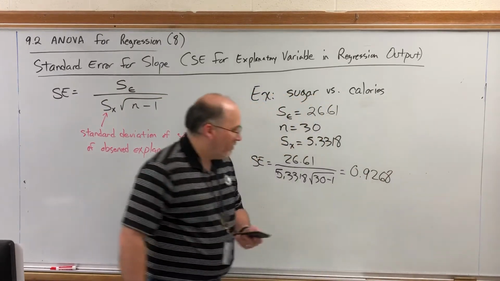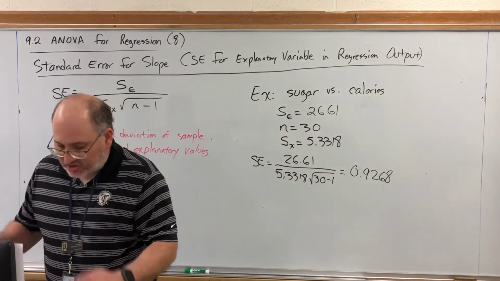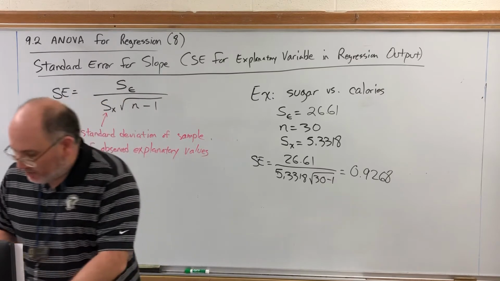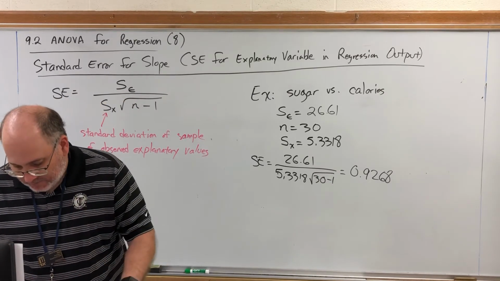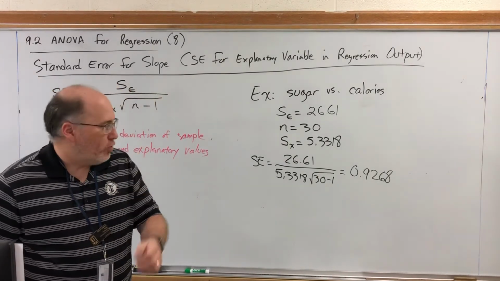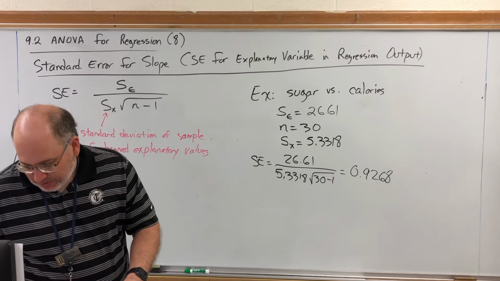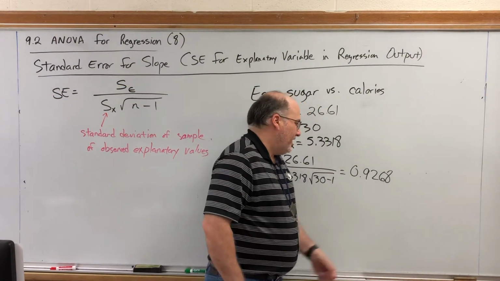I get 0.9268. Now, if you were to go back to the computer output for the regression, I forget which video it was, but it's on page 592, and look up the standard error for sugars, in other words, standard error for the slope, it says 0.9269. So why does mine come out to be 8?